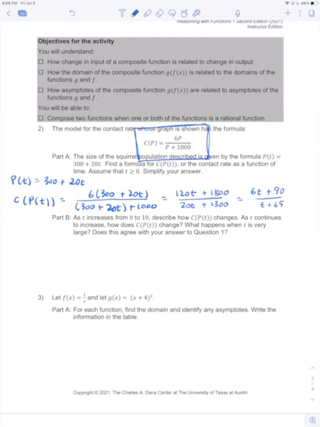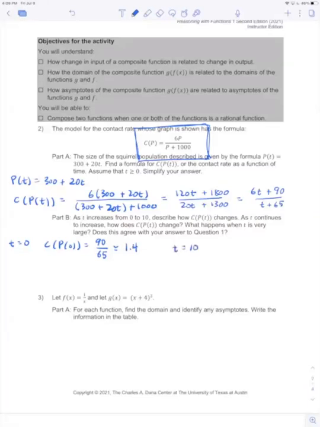Part B, as T increases from 0 to 10, describe how C of P of T changes. As T continues to increase, how does C of P of T change? What happens when T is very large? Does this agree with your answer to question 1? Well, let's start here. When T is 0, C of P of 0 is 90 over 65, which is about 1.4.